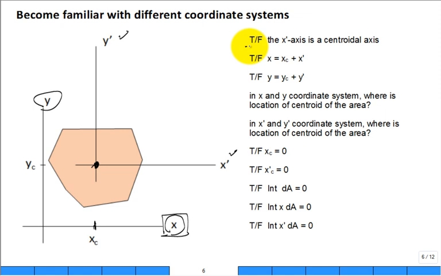Okay, true or false? The x prime axis is a centroidal axis.